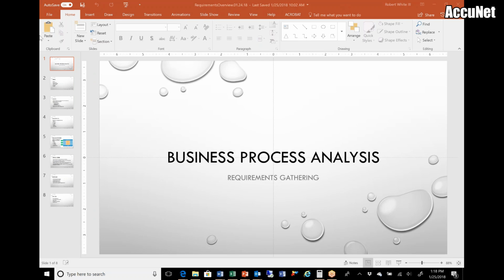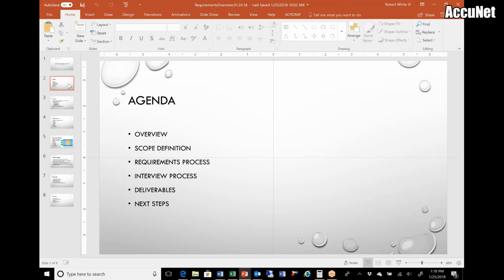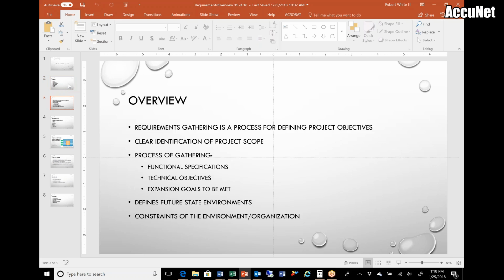On our first slide here, over what's coming up. So the topics we'll go over is just an overview of requirements. We'll go through scope definition of requirements, the actual requirements process. We'll also go through interviews, talk about some deliverables, and what are the next steps at the end of the requirements phase. So first on overview, requirements gathering is a process for defining project objectives.